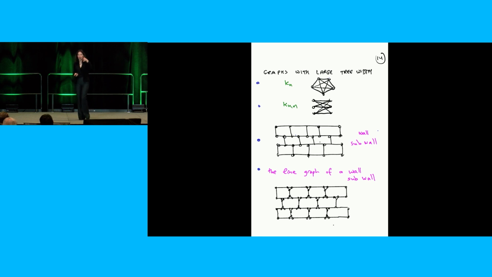Maybe more, but you have to have a bag that contains all of one side. So again, you're not going to gain a lot. You started with 2n vertices, and you need to have a bag with at least 10 vertices. That's not great. That's another example of what we call a graph of large triodes.